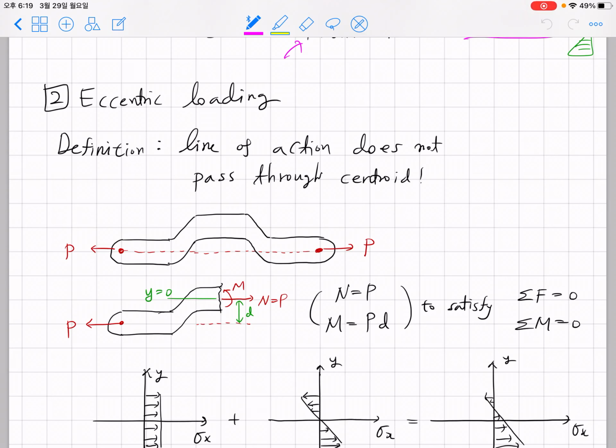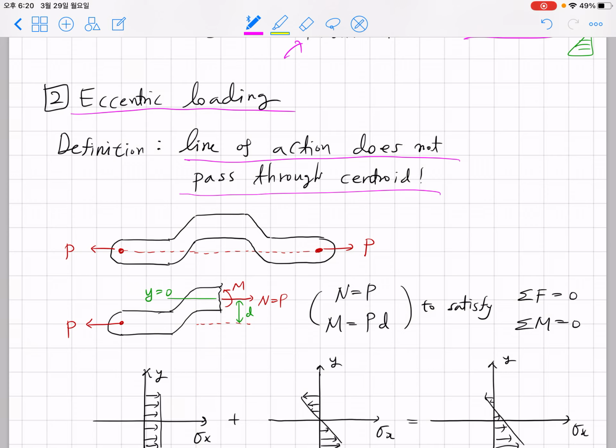And as a second topic of today, let's discuss eccentric loading. Eccentric loading means it's not centric loading. And what's the definition? The definition is simple. When the line of action does not pass through the centroid, we call that eccentric loading.